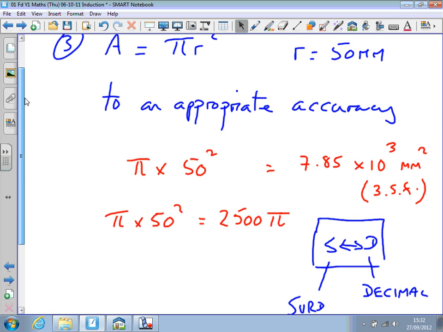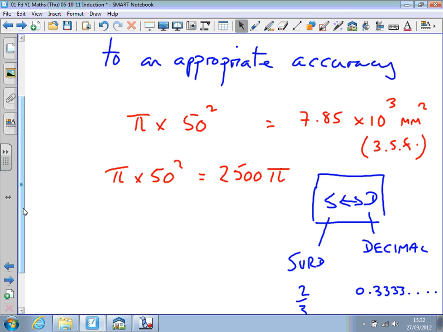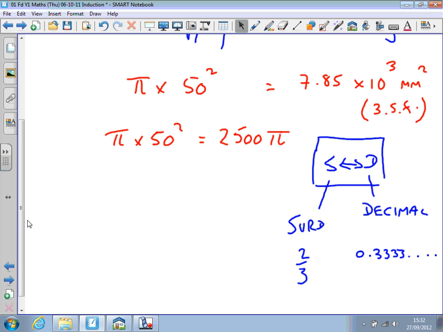Something else I was going to mention from this morning: somebody asked me, can we use calculators? Yes, but when we put calculators in, could we have estimated this? Could you have said to yourself, what's 50 squared, and got 2,500? 5 5s are 25, put 2 noughts on. What's pi? Roughly 3. So 3 lots of that is about 7,500. So when I actually do it, I know that looks reasonable, and I know that I'm not making a silly mistake that I could easily make by pressing the wrong button on the calculator.